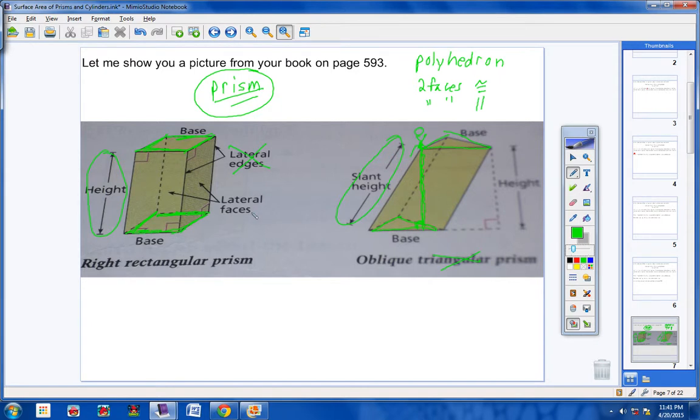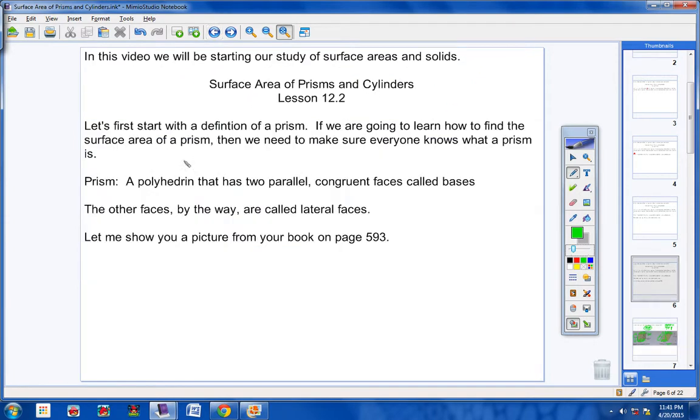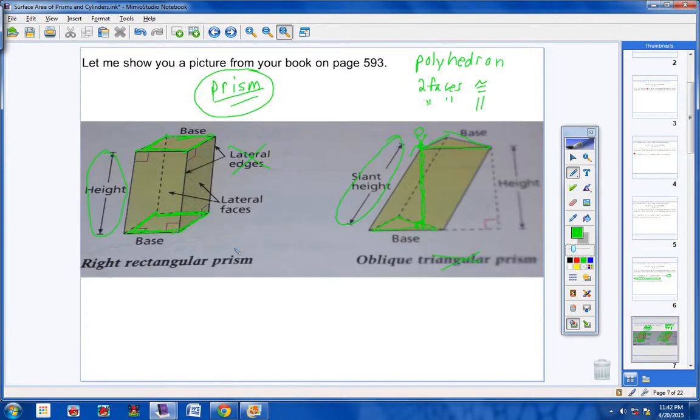Something else you need to be familiar with is the lateral faces. And I mentioned that to you right back here. I said the other faces that are not the what? The bases. The other faces, not called the bases, are going to be lateral faces, okay? And those lateral faces, by the way, will always be parallelograms. Do you want to make note of that? Might be a good thing to make note of. The lateral faces in a prism will always be parallelograms. I would make note of that. The lateral faces in a prism will always be parallelograms.